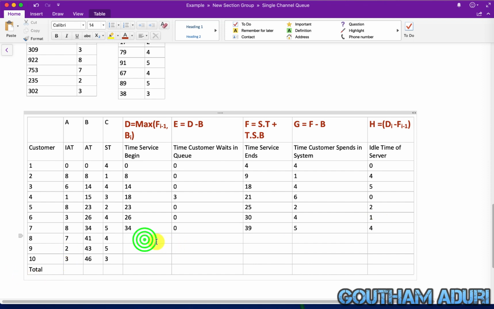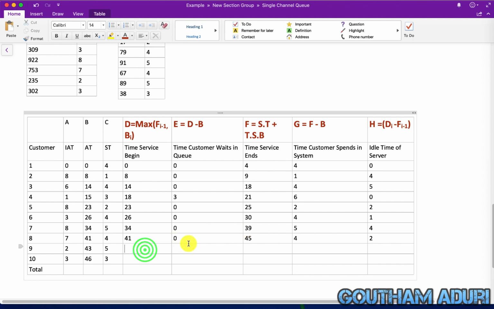And for the eighth one, compare the 39 and the arrival time of the next one, 41. The maximum value is 41 and the time customer waits in the queue is D minus B. So 41 minus 41, 0, and the service time plus time service begins, it's 45. Time customer spends in the system is F minus B, it's 45 minus arrival time, 45 minus 41, it's 4. And the idle time of the server is 41 minus 39, it's 2.